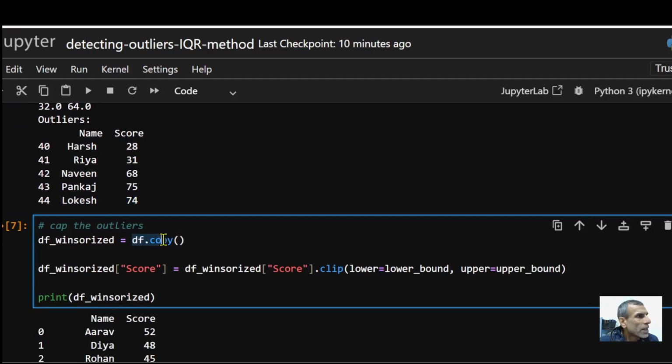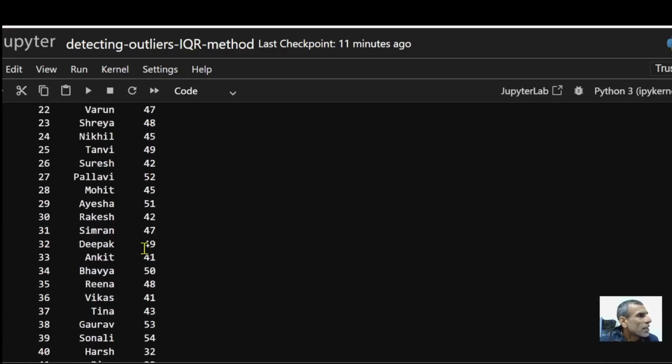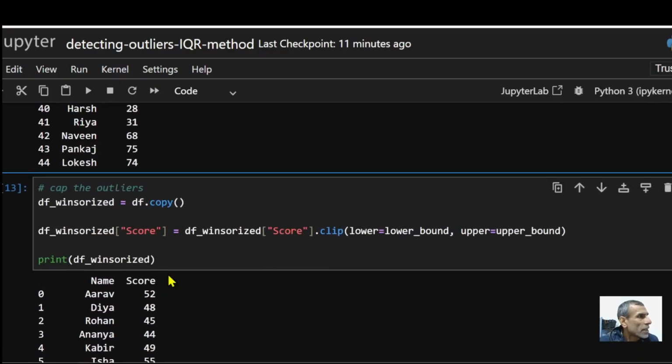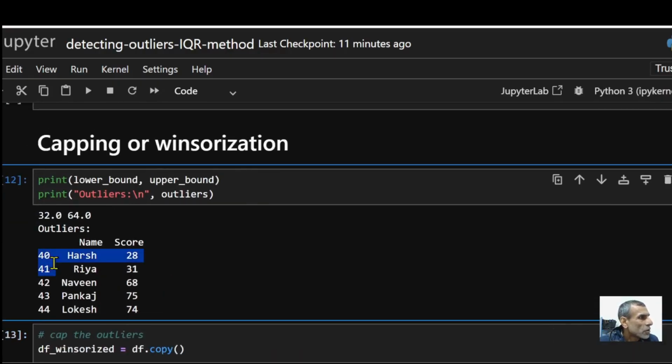I'm creating a copy of my data frame. I'm calling it df winsorized. Then I'm calling the column score. Inside the column score, I'm clipping the values. I'm saying that any value that is smaller than lower bound, any value that is higher than upper bound, clip them. Just take them and reset them to these values, the way I just explained. Then I print my df winsorized. And you can see that your values now are clipped. If you go back over here, you can see Harsh, Ria, Naveen, Pankaj, these values have been clipped to these numbers right here: 32, 32, 64, 64, 64. These were your original outliers. Now they're clipped to these numbers: 32, 64.